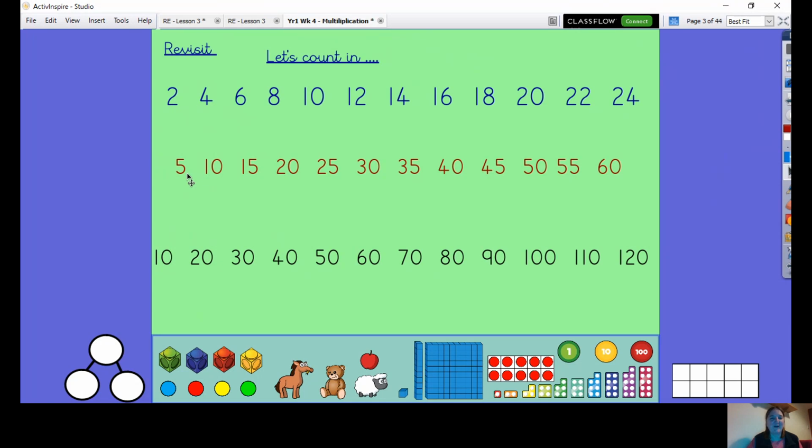Let's have a go with the counting in 5s. Are we ready? 5, 10, 15, 20, 25, 30, 35, 40, 45, 50, 55, 60. Brilliant. And let's do some counting in 10s. 10, 20, 30, 40, 50, 60, 70, 80, 90, 100, 110, 120. And if you wanted to practice more, you could pause the video here and have another little bit of extra practice.